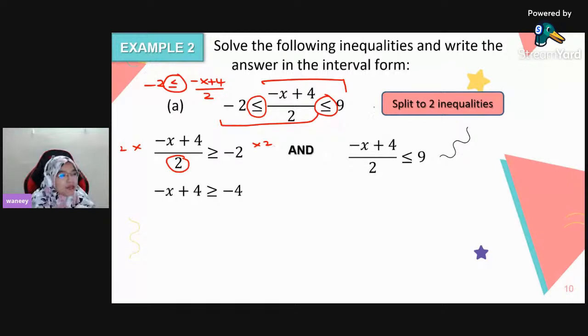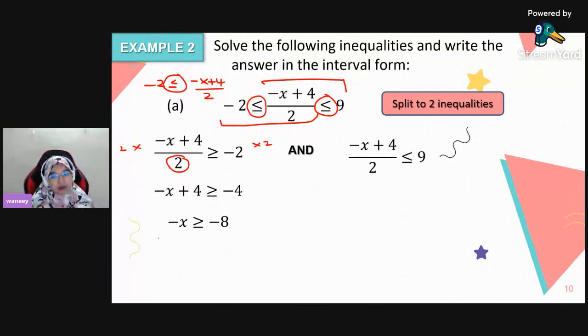Now negative x plus 4 greater than or equal to negative 4. You are making x your subject. So firstly, I'm going to bring positive 4 to the right. So minus 4 on both sides. So we got negative x greater than or equal to negative 8.